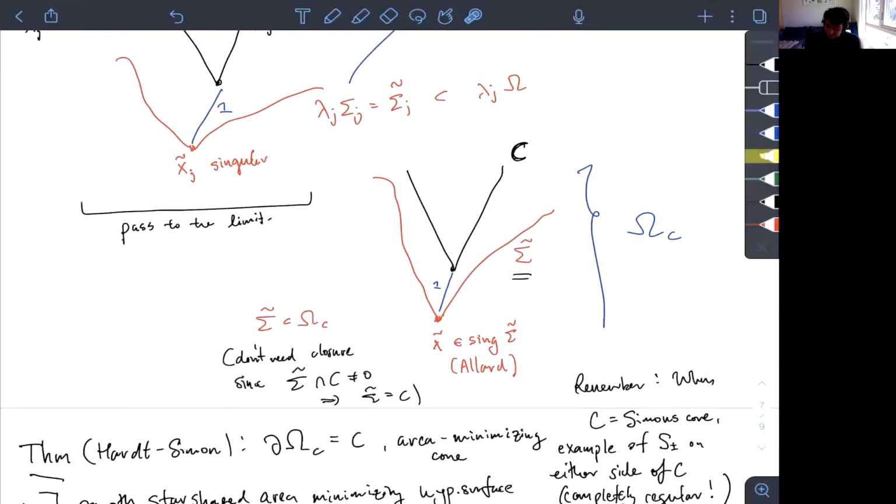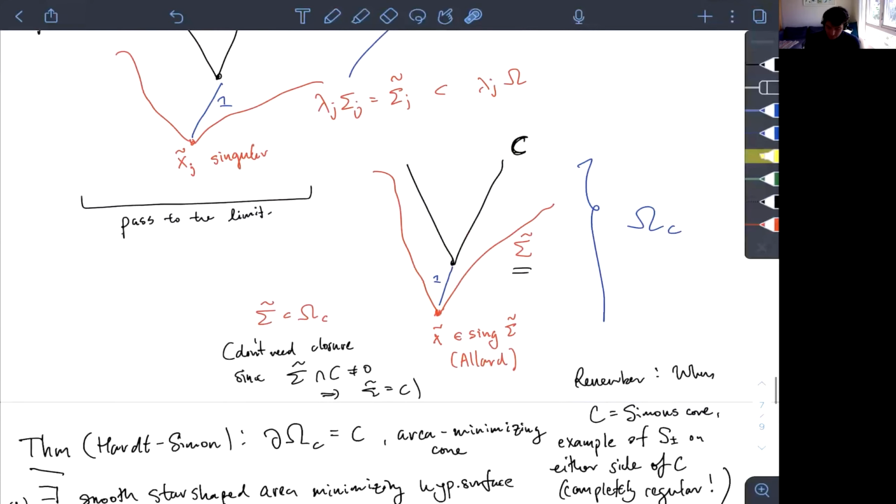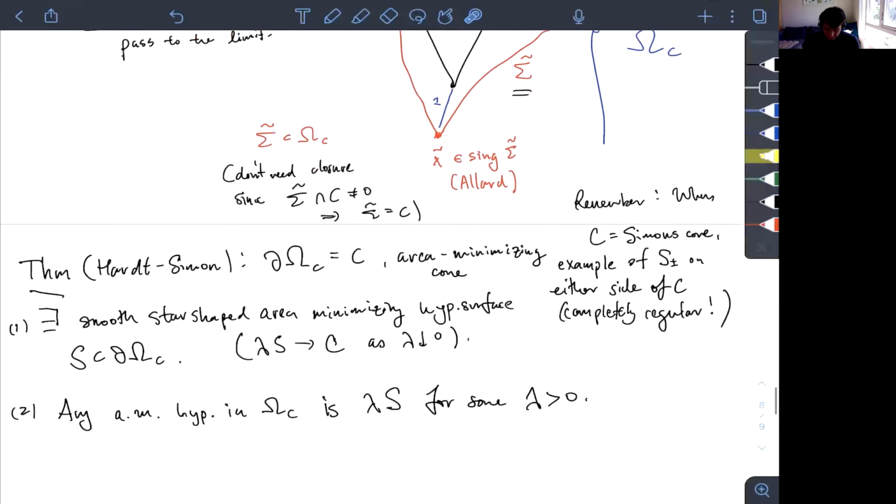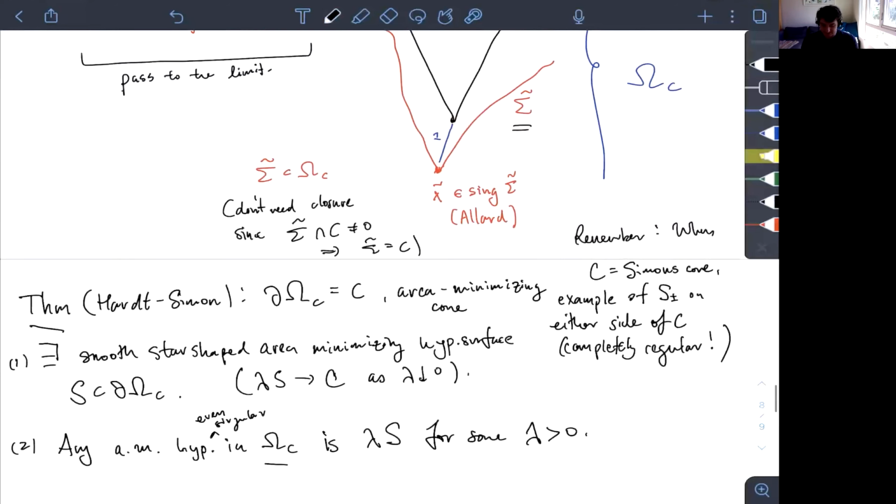and it's area minimizing because it's a limit of area minimizing surfaces. And it has a singular point, okay? And it's not the cone. But this can't happen because this result of Hardt-Simon says that any area minimizing hypersurface, and I should add even singular, contained on one side of the cone, so that means living in this set omega C, is a scaling of this smooth surface S that they constructed. Okay, so this result is really nice, and it shows you how you complete this contradiction argument.